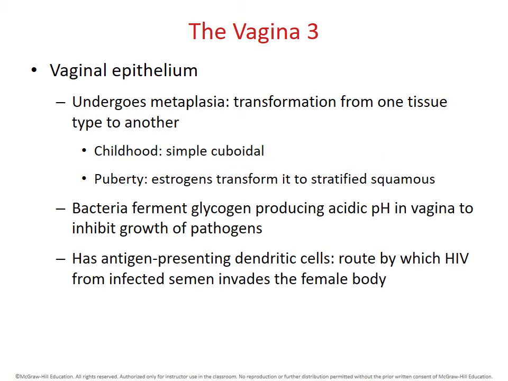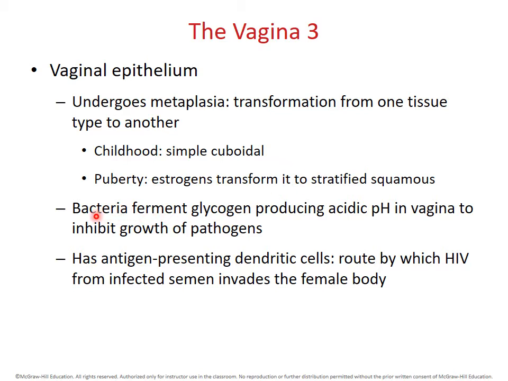The epithelium that lines the vagina is different depending on what phase of life you're in. In childhood, the epithelium that lines it is a simple cuboidal epithelium. But at puberty, in anticipation of friction associated with intercourse, the epithelium is transformed into a non-keratinized stratified squamous epithelium, which is a more appropriate tissue given the friction that occurs during intercourse and during delivery or parturition of the fetus.